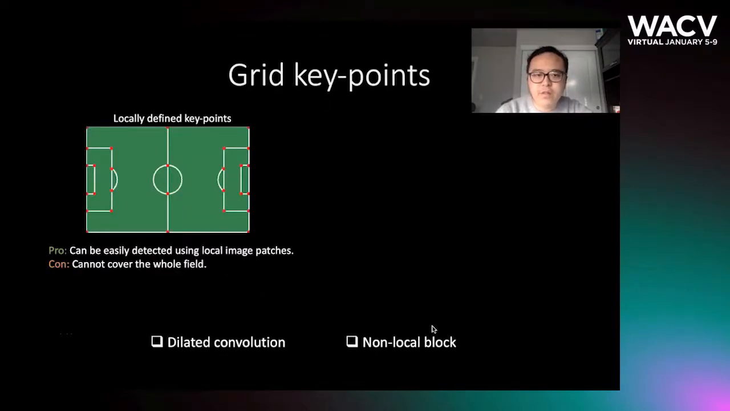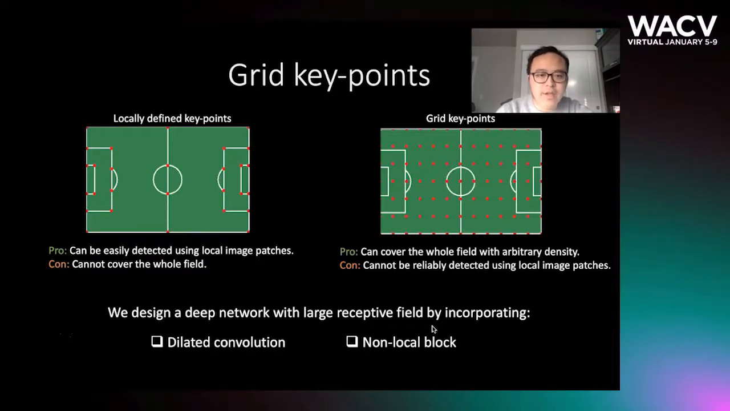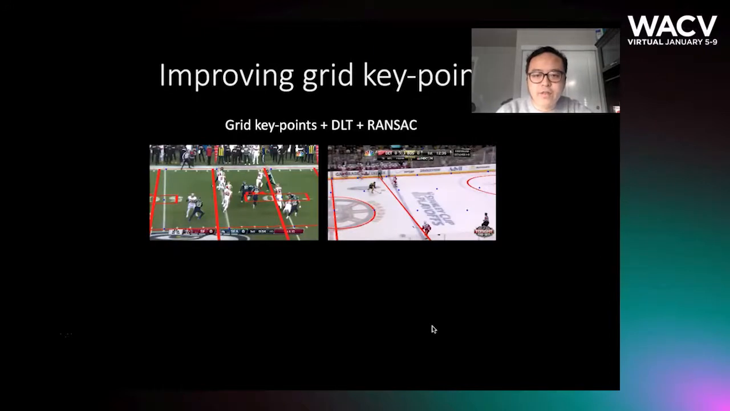So let's first talk about the key points. The traditional key points are defined on local corners and line intersections. They can be easily detected using local image patches, but cannot cover the whole field. So with our defined grid key points, we can easily cover the whole field with arbitrary density, but they cannot be reliably detected using local image patches. So in order to overcome this challenge, we design a network with large receptive fields by incorporating dilated convolution and non-local block. So with our defined grid key points, we can easily apply the direct linear transform and RANSAC to have the initial homography estimation.